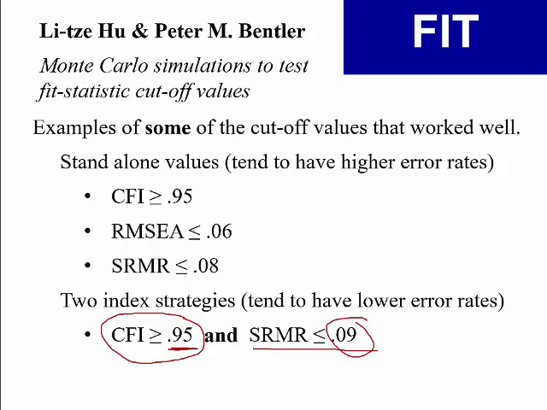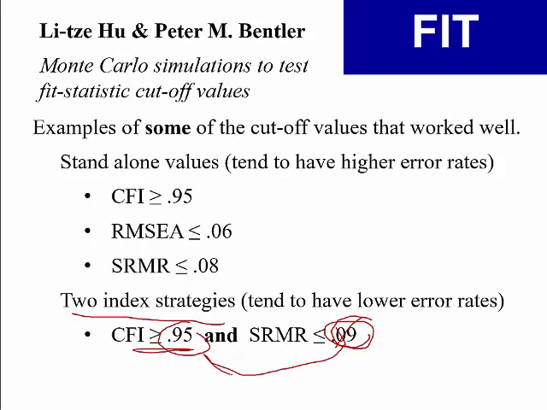Note that this is the same as that. This one's actually a little bit more lenient, and that's because by using these two together, this one doesn't need to be quite so stringent. With this two-index strategy, you need to pass both criteria. So if I had a model and, say, the comparative fit index was 0.97, well, that's good. But the standardized root mean residual was 0.11. Well, that's bad. If it doesn't fit that one, but it does fit the other, I'd say it's got a bad fit. It needs to pass both criteria before you call it a good fit.